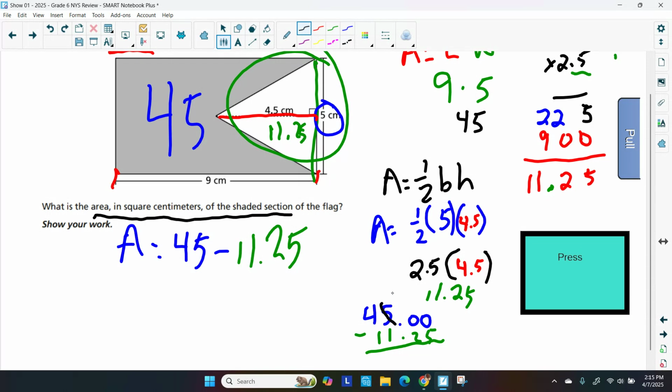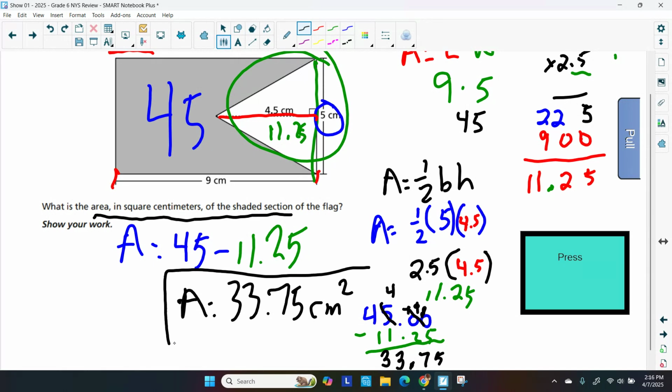All right, I got to borrow from here, make him a 4, make him a 10, then borrow, make him a 9, and him a 10. So 10 minus 5 is 5. 9 minus 2 is 7. Leave my decimal point there. 4 minus 1 is 3. 4 minus 1 again is 3. So my area, or shaded area, is 33.75 square centimeters. And that's my answer.